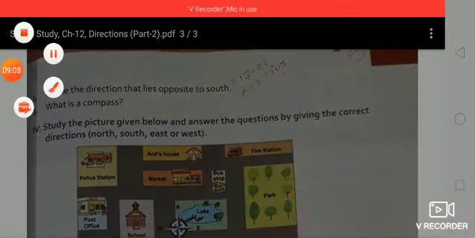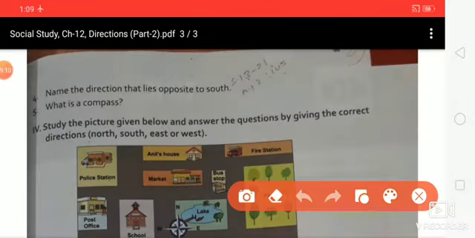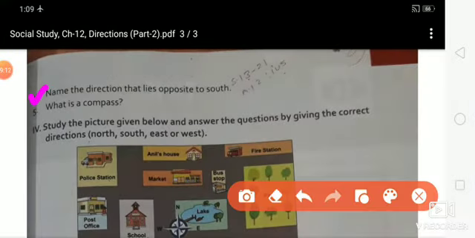Now next question, question number 4: name the direction that lies opposite to south. North lies opposite to south. Is that clear?